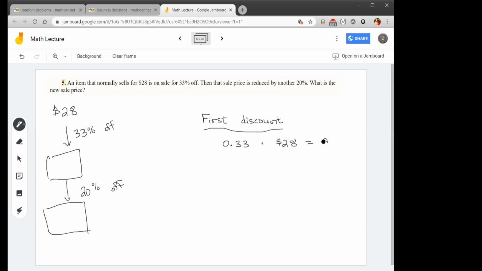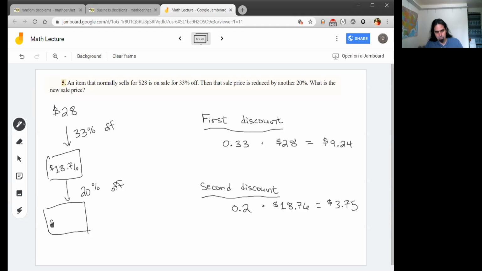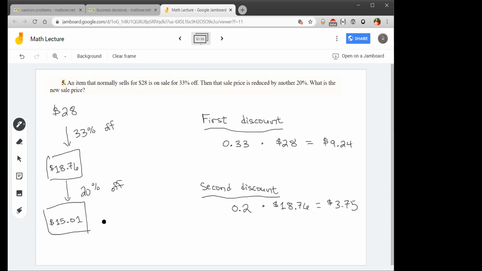$9.24. Making the price $18.76. $3.75. So we would get 15 and a penny. Good luck actually pricing at $15.01, but that's what the math says.